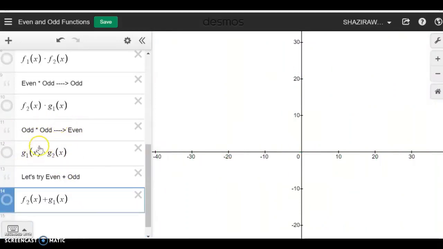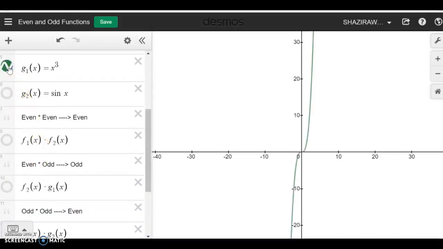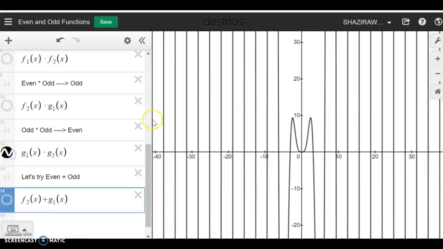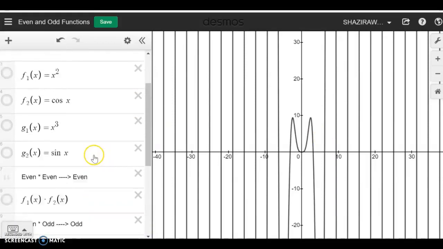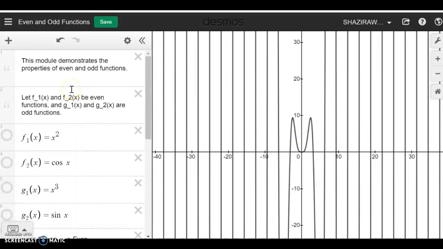So individually, G1 and G2. This is G1. It is symmetry about the origin, and G2 is symmetry about the origin as well. Then if we multiply G1 and G2, we can see now it is symmetry about the y-axis because it's already changed. Odd times odd becomes even. When it's even, the graph should be symmetry about the y-axis. So that's the illustration, or the demonstration, of the properties of even and odd functions.